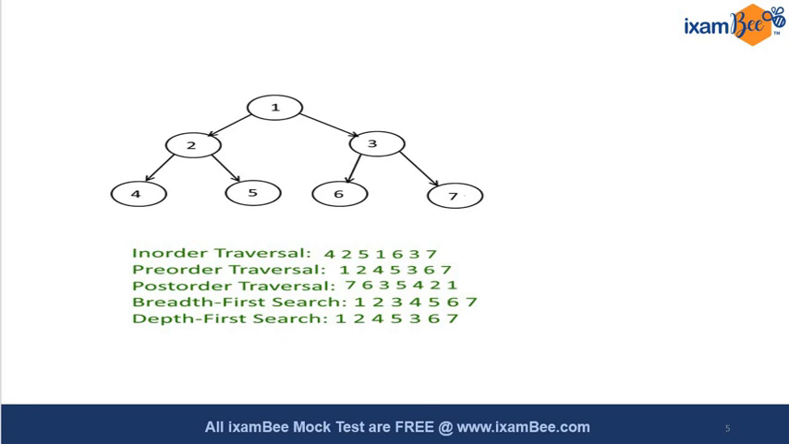Then we have the BFS traversal, that is the breadth first traversal. In breadth first traversal, what we are going to do is iterate through the width of the tree, and the width of the tree follows the order 1, 2, 3, then 4, 5, 6, and 7. We are not going depth first, we are going breadth first. So that's why it is called breadth first traversal.